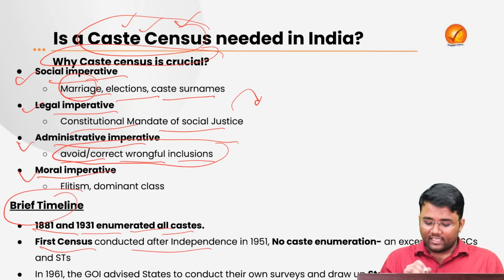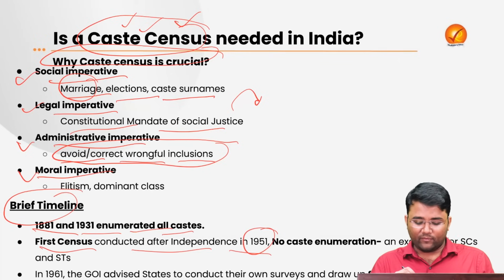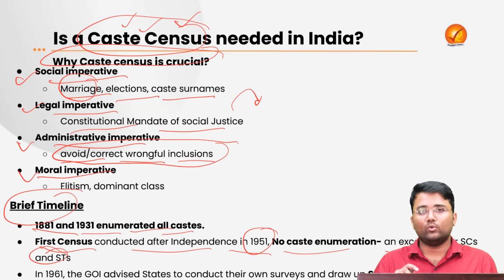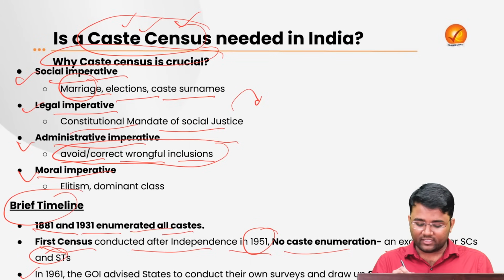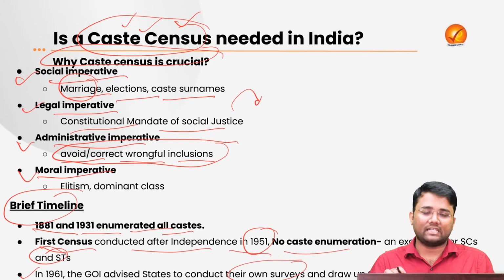The first census conducted after independence, in 1951, had no caste enumeration. An exception was given for the scheduled castes and scheduled tribes. In 1961, the Government of India advised states to conduct their own surveys and draw up state-specific other backward classes lists.